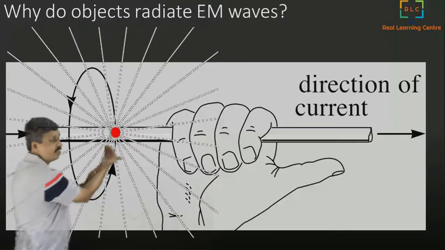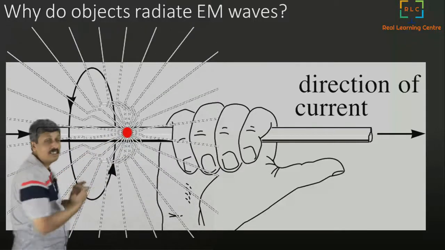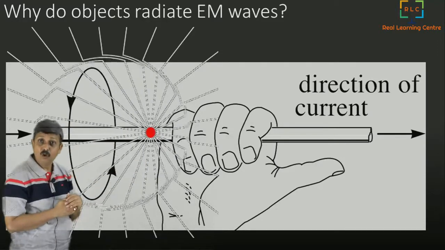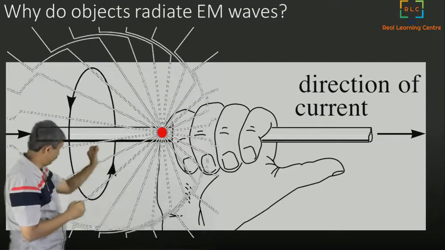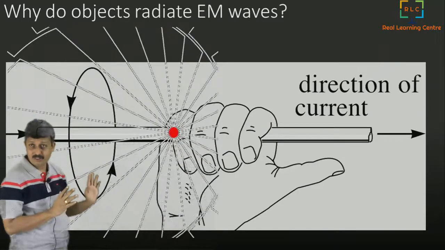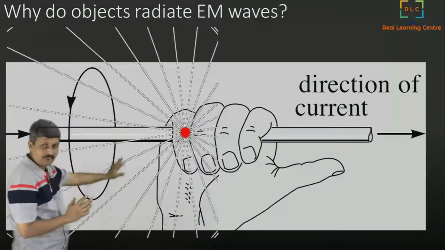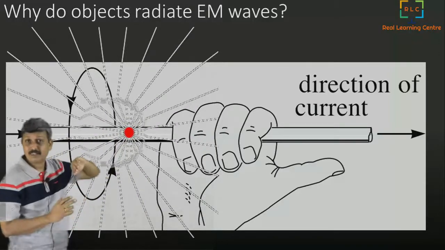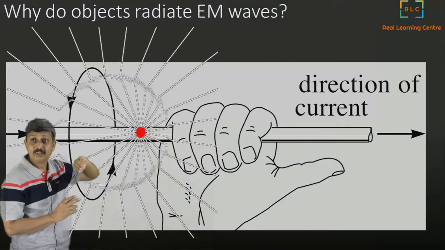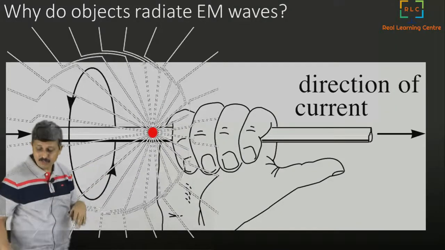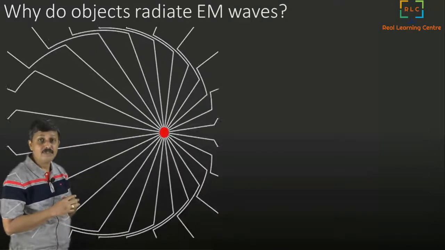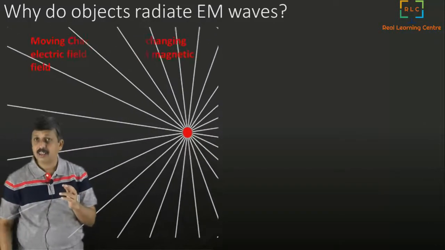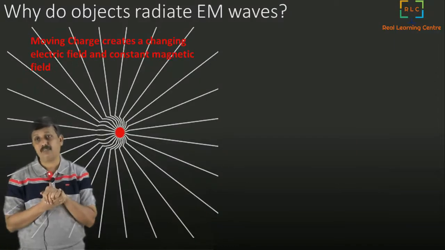That means the other fingers are showing the direction of the magnetic field that gets created. That is a magnetic field that gets created around it. So what we saw was that if the charge was stationary, without moving, it created only an electric field. Now the charge is moving, it created a magnetic field also. So what are we concluding? We are concluding that if you have a moving electric charge, it will create a magnetic field.